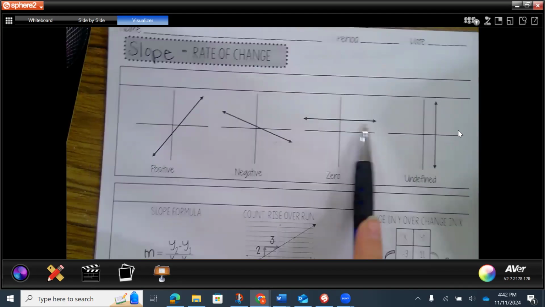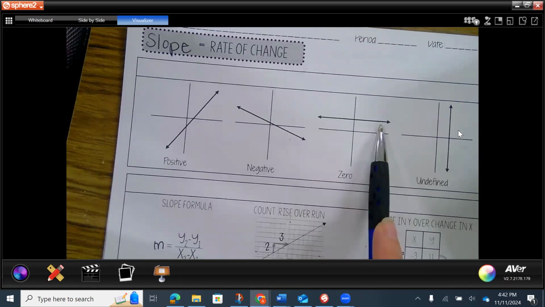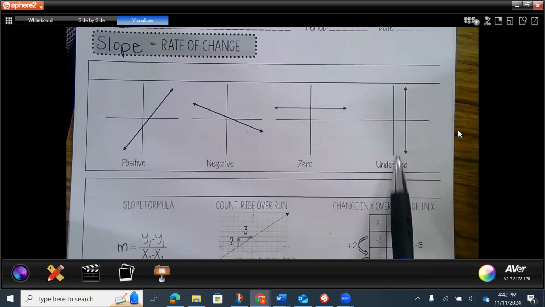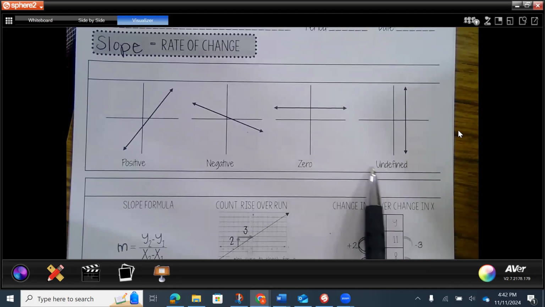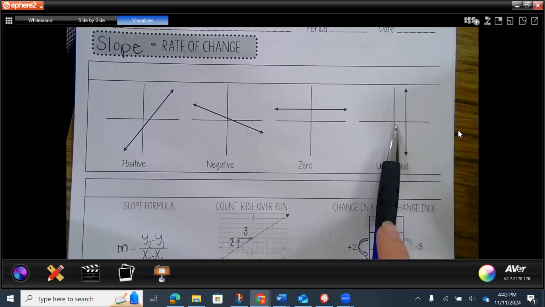There is a zero slope if the line is straight horizontal. It is a zero slope. My 7-8 talked about that yesterday. And then if it is straight up and down, it is undefined. It is not a number. The slope is not a positive number. It's not a negative number. It's not the number 0. It is undefined. And we will share more about why this is later on.